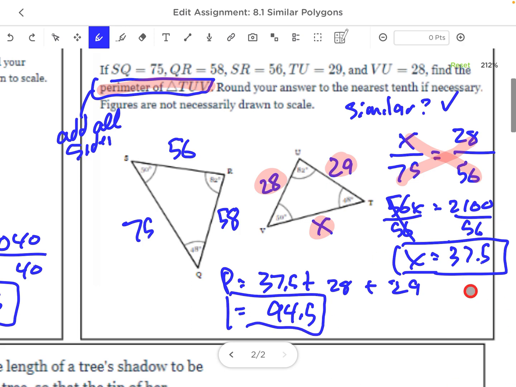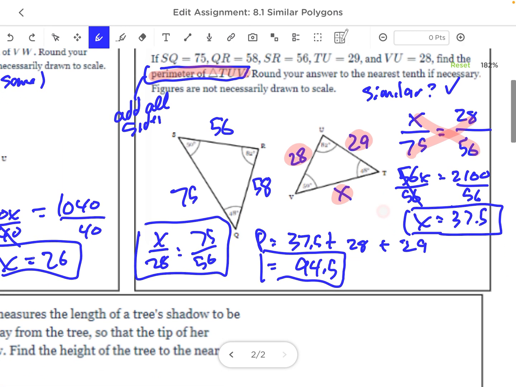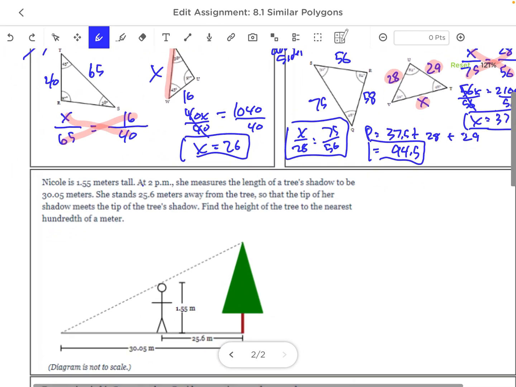All right, so remember we could have set that up differently, right? We could have said x over 28 would be equal to 75 over 56, right? We could have still done it that way, and we still would have come up with the same answer. All right, so as long as we set it up correctly, we would still get that same answer. All right, so let's go ahead and take a look at our next selection.